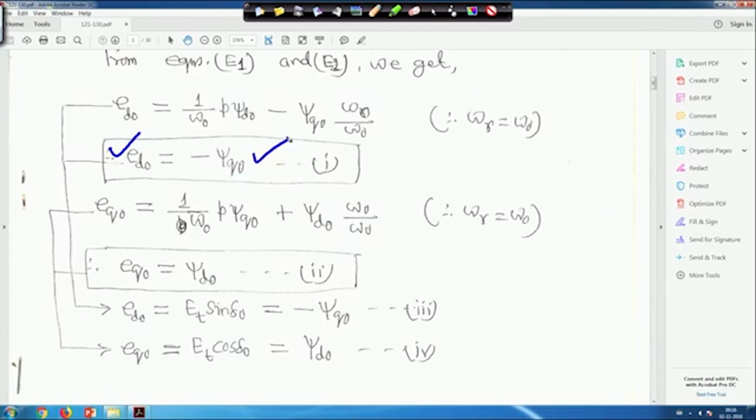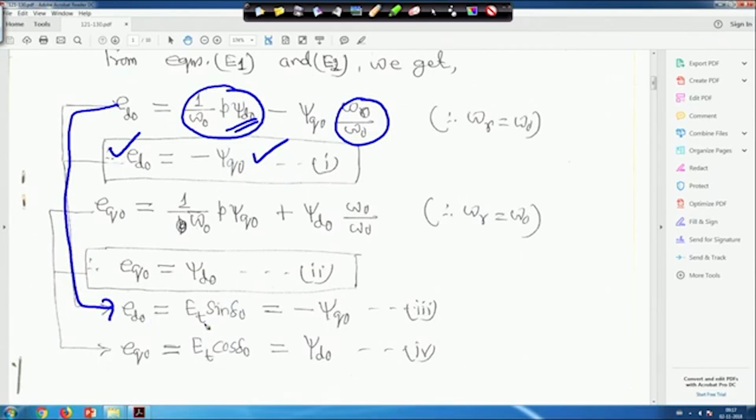This is because we have perturbed from ED; initially it was ED 0, now it is ED 0 plus delta ED. If ED 0 is equal to this much and omega r is equal to omega 0, so this term is 1, and initially it was p psi d 0, therefore its derivative will become 0, right, it was a steady operating condition. So its derivative is 0, that is why this term is also 0, therefore ED 0 is equal to minus psi q 0.